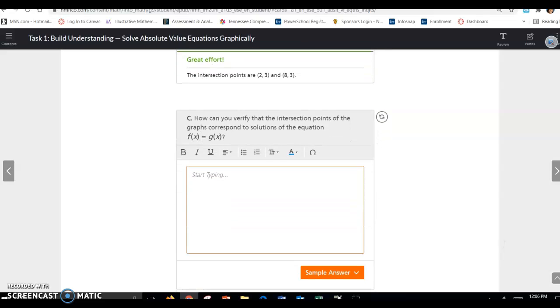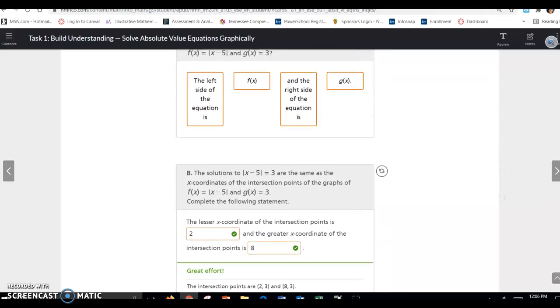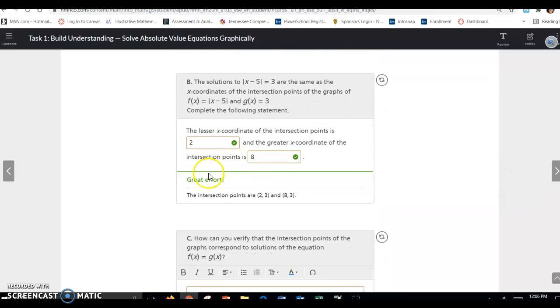Alright, so it says, how can you verify that the intersection points of the graph correspond to solutions of the equation f of x equals g of x? Well, all you have to do is take the ordered pair, plug it in, and check to see if it works. So if your intersection points are (2, 3) and (8, 3), just simply plug those in.